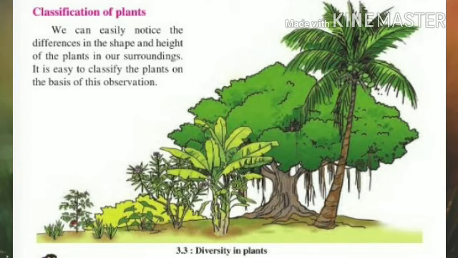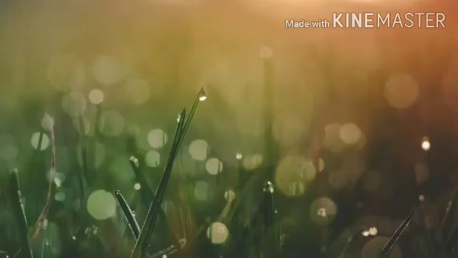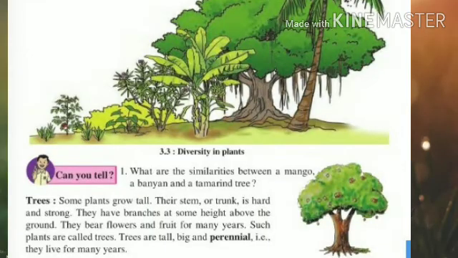Now students, there is a question for you all. Can you tell what are the similarities between a mango, a banyan and a tamarind tree? I hope you all got your answers. Let me tell you the answer. Mango, banyan and tamarind are huge trees. They are big in size.